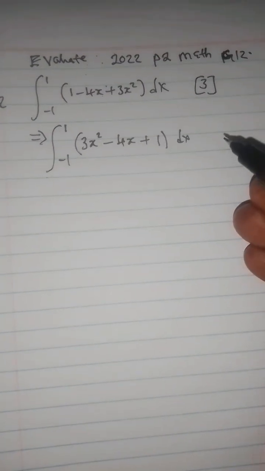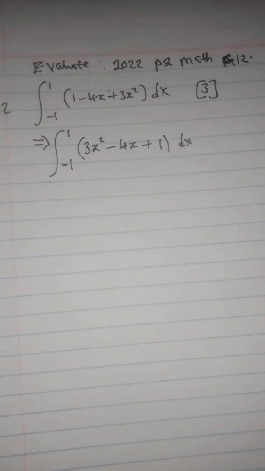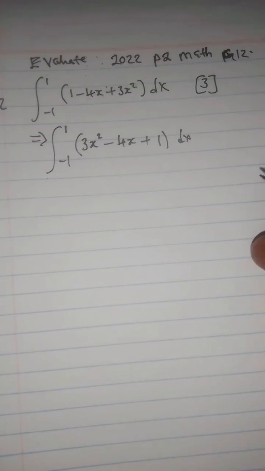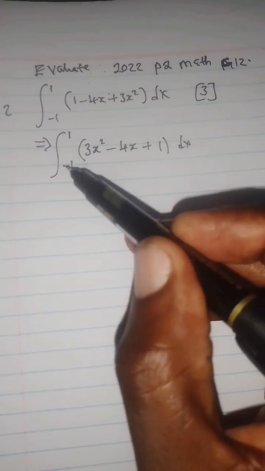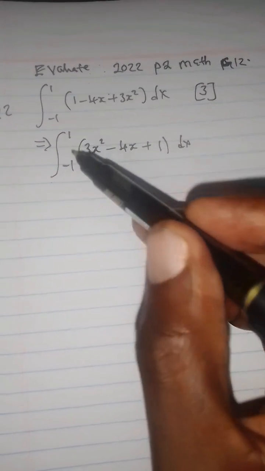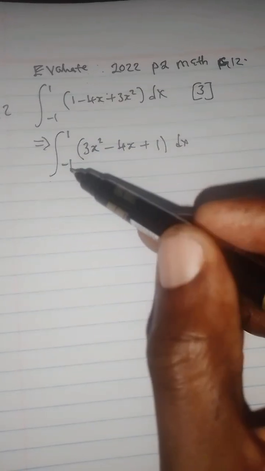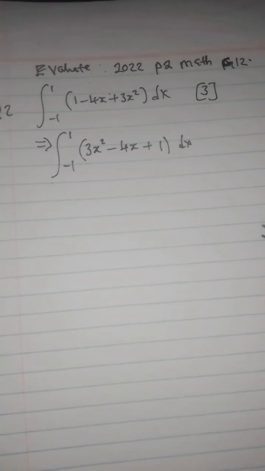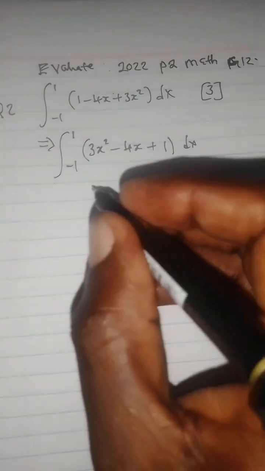For those who do not know what dx means, it means we are integrating with respect to x. One other thing you must understand is the limits, which are the number on top and the number at the bottom. The one at the top is called the upper limit, and the one at the bottom is called the lower limit. These are simply the values of x. So from there we can begin to integrate.